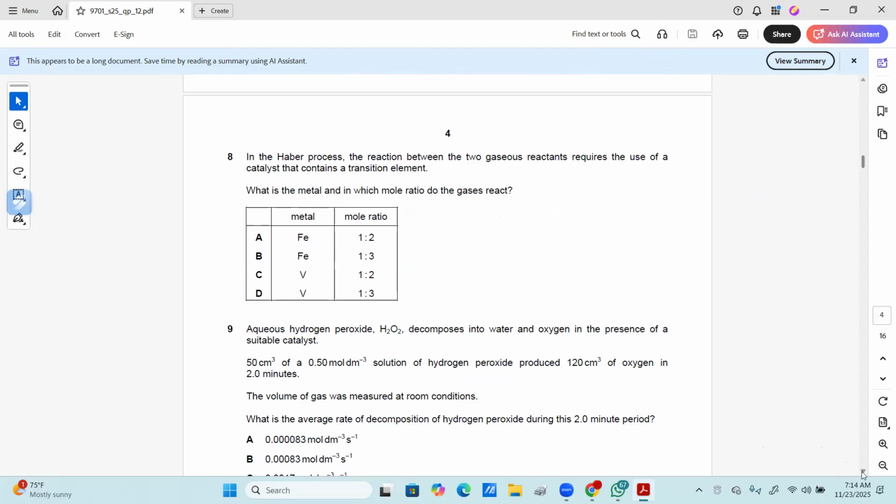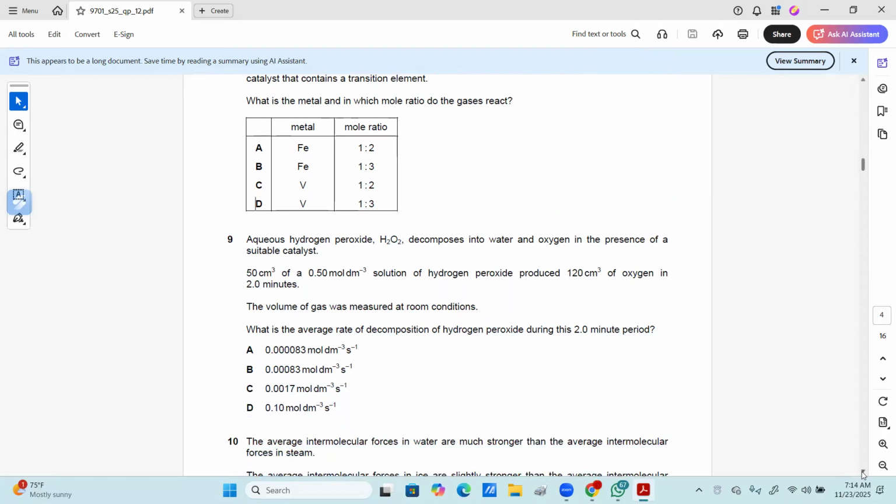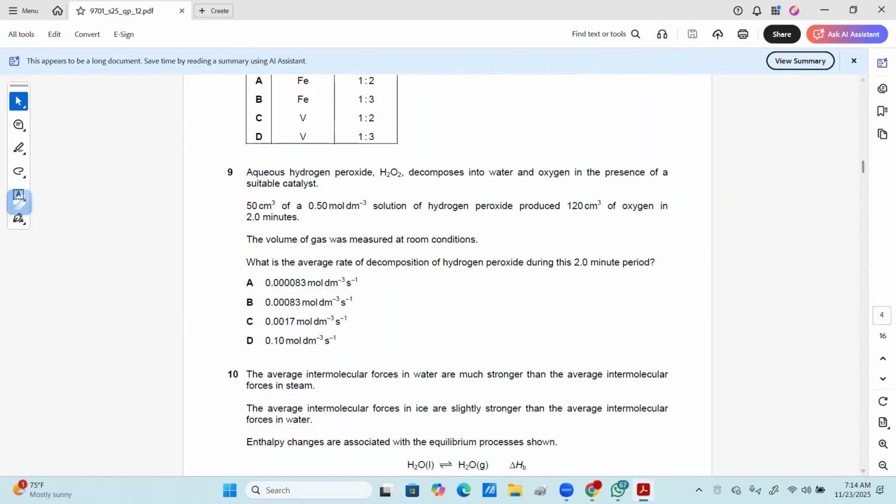Then we'll see the ninth one. Aqueous hydrogen peroxide decomposes into water and oxygen. So I'll write the equation. H2O2 decomposes to give water and oxygen. To balance it, I should put half. 50 of solution peroxide produced 120 of oxygen in 2 minutes. The volume of gas was measured at room conditions. What is the average rate of decomposition of hydrogen peroxide? Average rate of decomposition. Okay.